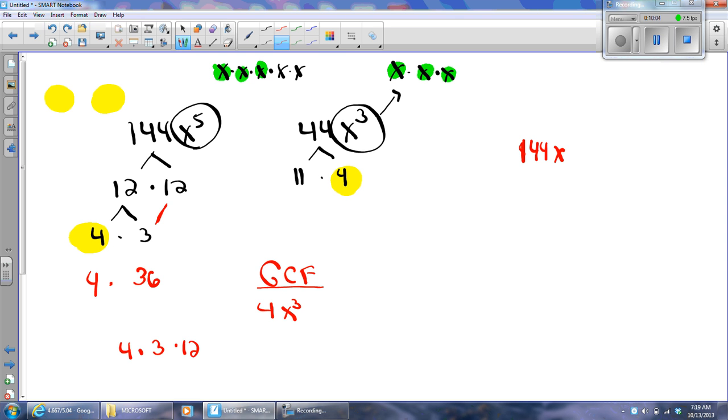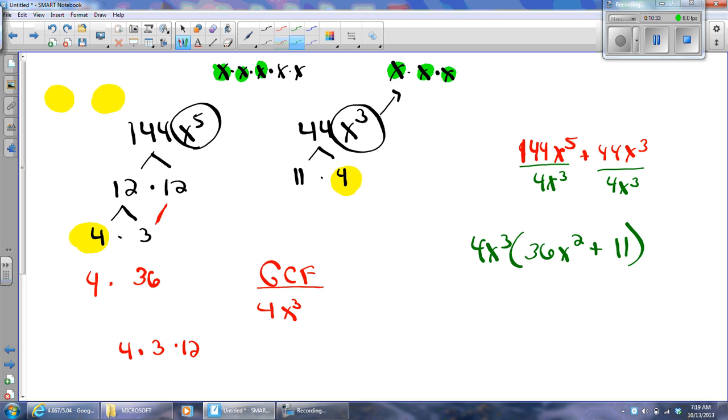If this were a problem like 144x to the fifth plus 44x to the third, and I was going to factor by GCF, I would divide both by 4x cubed. And of course the 4x cubed is out front. I would get 36x squared. X to the fifth over x cubed is x squared, plus 11.